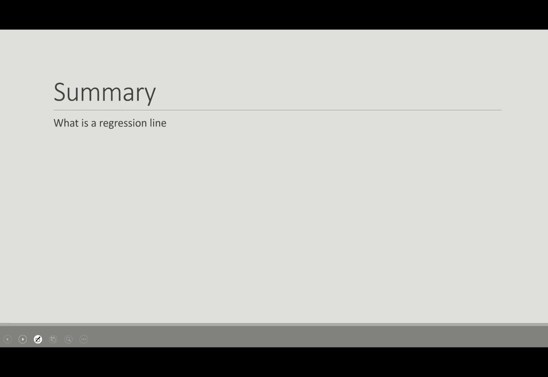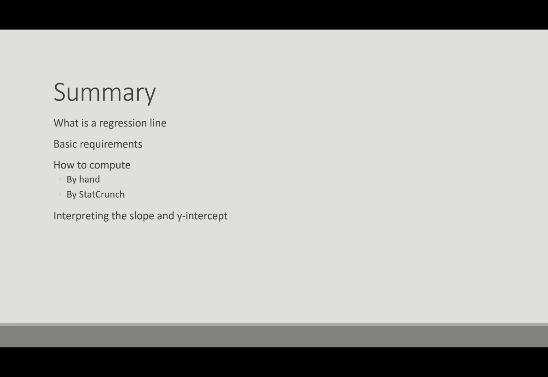Okay, so far in this video, what we did was we just looked at what a regression line was and the basic requirements that we're going to worry about. We looked at how to compute it by hand and by using StatCrunch. We interpreted the slope and the y-intercept, and then finally we used it to make predictions and compute residuals.